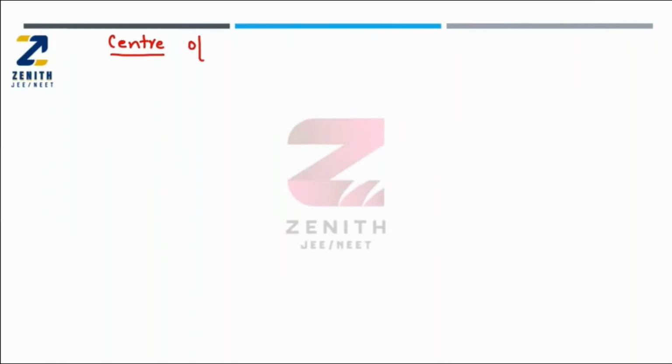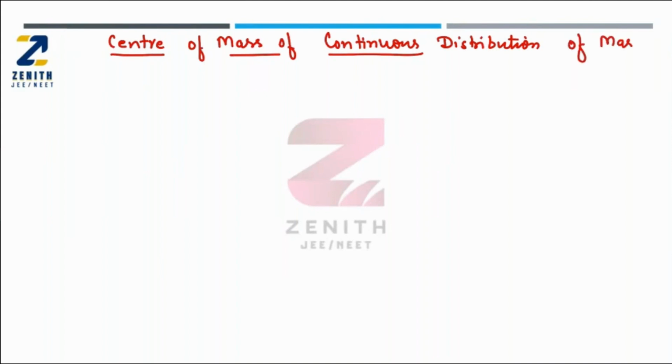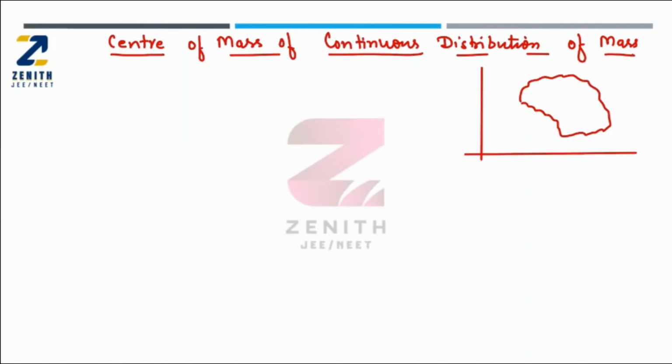See how to calculate the center of mass of a continuous distribution of mass. Continuous distribution of mass. Okay, so suppose this is the body. The coordinate system is x, y, and z.